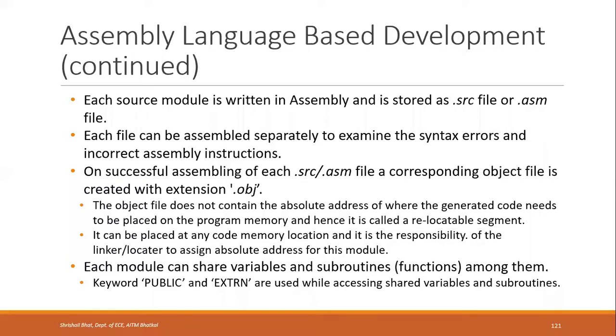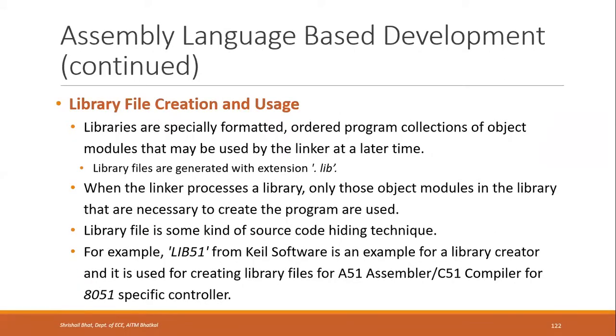You can use keywords like public or extern when you are sharing the variables and subroutines. That comes in programming. Then you have to link. After assembling, you get the object file, then you have to link. Now, library file creation and usage. Libraries are specially formatted, ordered program collections of object modules that can be used by the linker at a later time.